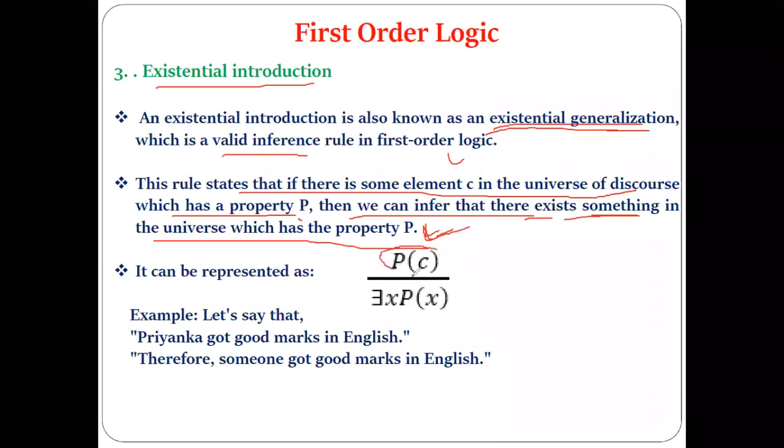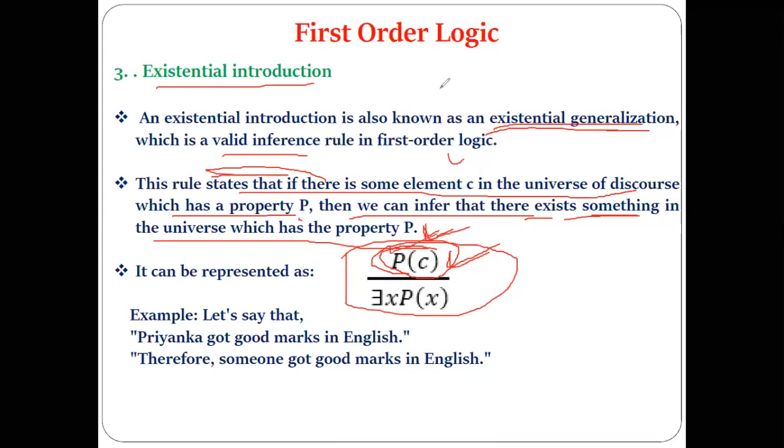Now, the same thing we have written. If this information is given, it is nothing but the meaning of this part. This rule says that if there is some element C in the universe of discourse which has a property P, it is written like this: P of C, correct? Yes. Then from that we can infer that there exists something in the universe of discourse, which can be written like this: the existential quantifier, which has the property P. From this we can obtain this. That is the meaning of this.